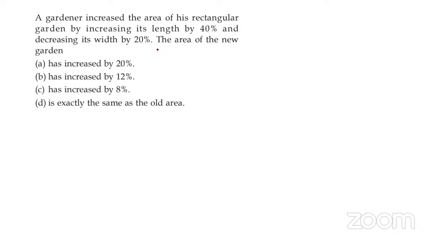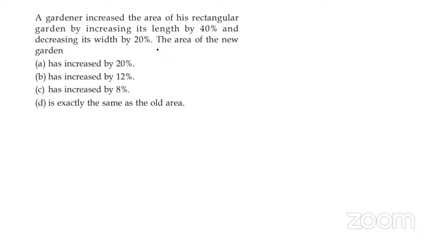Okay, so this is another question that you can get in the percentage related topic. A gardener increased the area of his rectangular garden by increasing its length by 40% and decreasing its width by 20%. The area of the new garden is followed by 4 answer options. One, increased by 20%; two, increased by 12%; three, increased by 8%; and four, exactly the same as the old area. So these are the 4 options, and you have percentage increase also given.